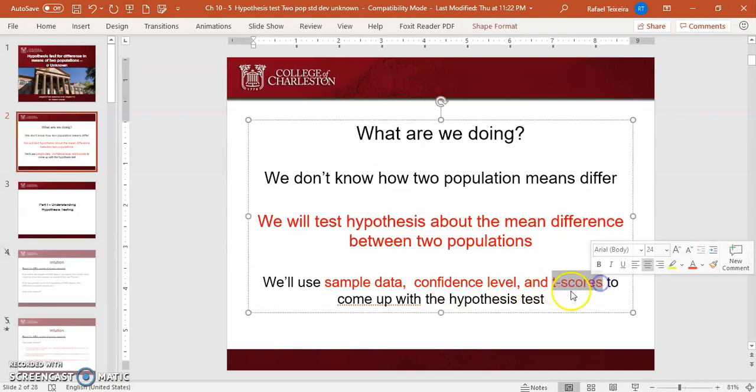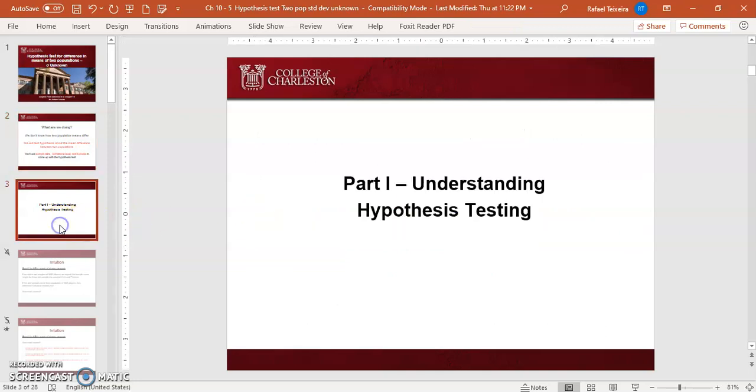The t-score, please pay attention to this. The t-score is used when you don't know the population standard deviation. So you have to read the problem and figure out that you don't have the population standard deviation. Okay, so let's go.